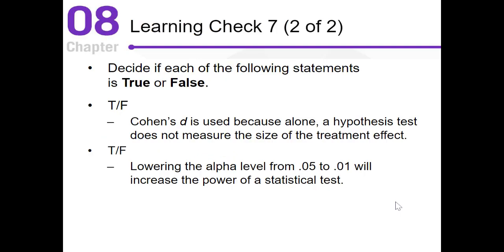And then here's another true-false question. Cohen's d is used because alone a hypothesis test does not measure the size of a treatment effect, and lowering the alpha level from 0.05 to 0.01 will increase the power of the test. Take a few moments and think about those correct answers.